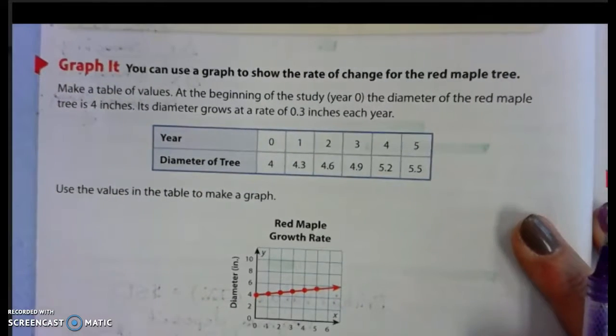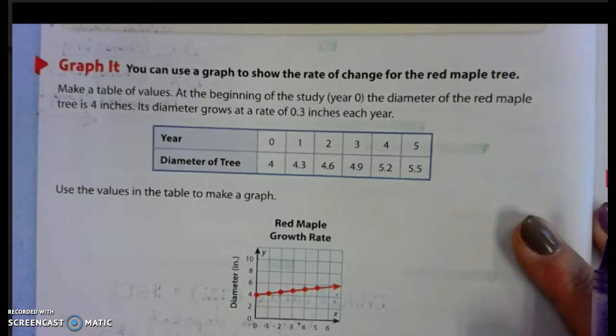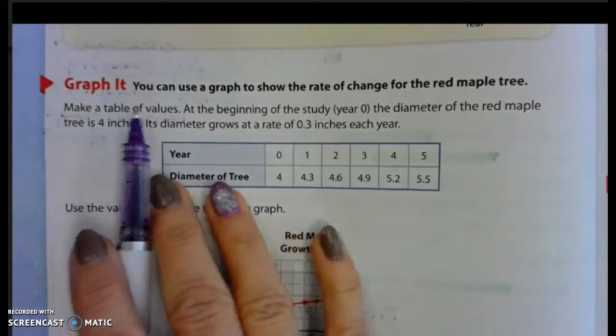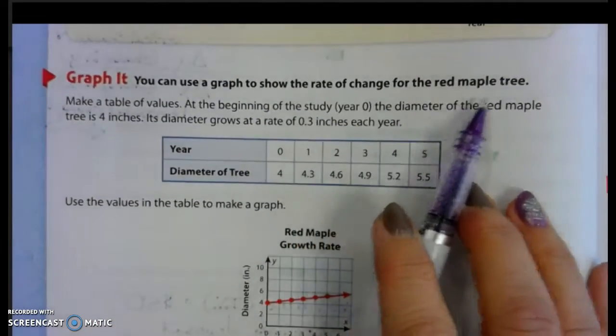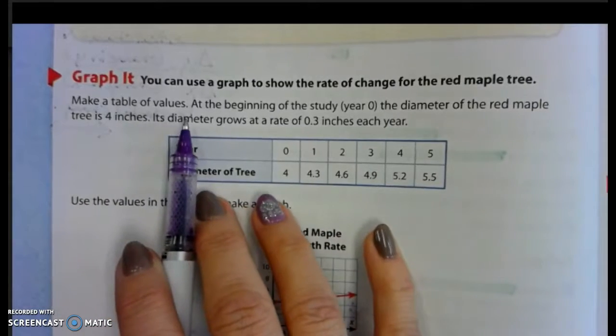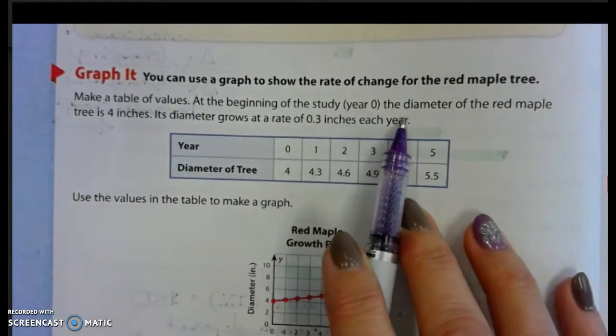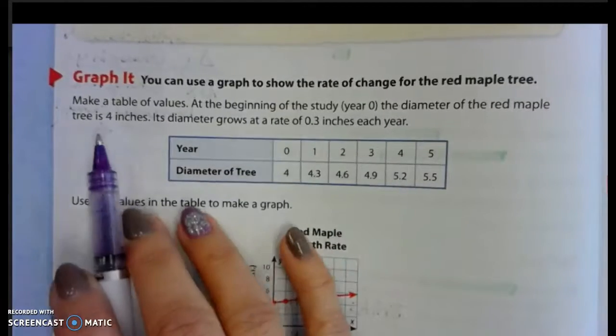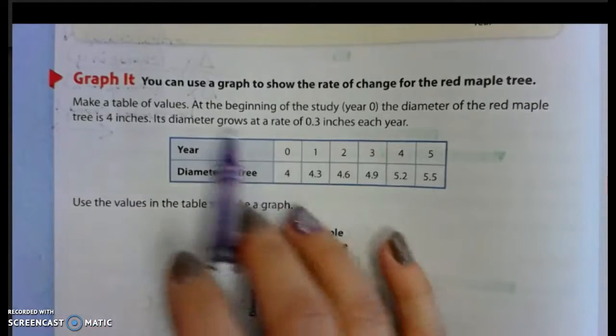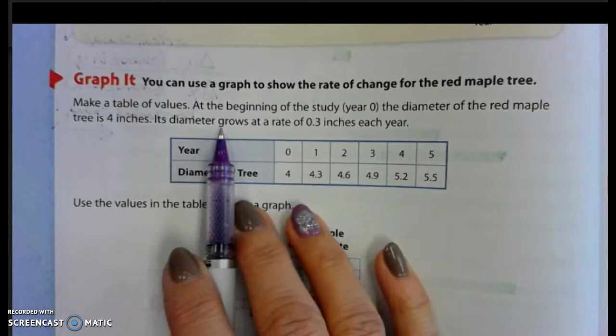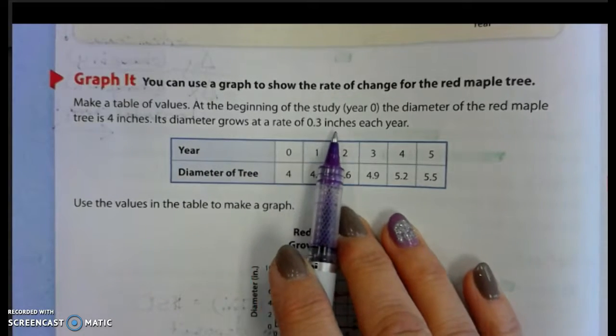If you want to make a graph, you can make a table of values, just like we did on the last page where we filled in the blanks. That's what you're going to do here. You can use a graph to show the rate of change for the red maple. Make a table of values. At the beginning of the study, year 0, the diameter of the red maple is 4 inches. Its diameter grows at a rate of 0.3 inches per year.